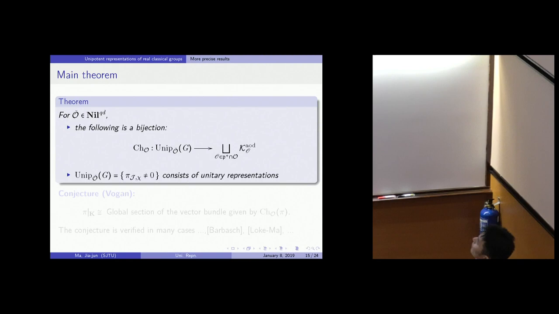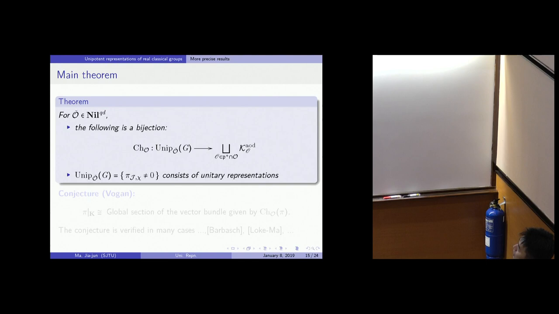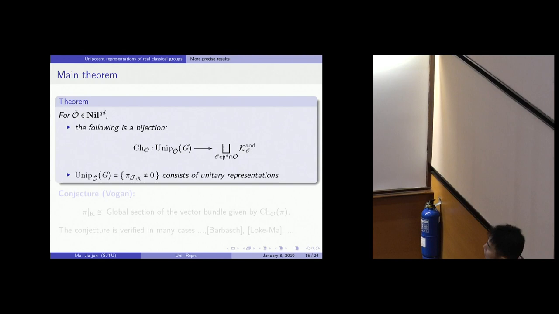Okay, so the main theorem looks like this. Suppose you have an orbit which is quasi-distinguished, then the following map is actually a bijection. It says that for any unipotent representation attached to this orbit, you just calculate the associated cycle, and it will always be a certain admissible orbit datum. And this will give you a parameterization of this set. And moreover, this set is constructed by theta correspondence, just as what I said. Also, we can show that this set of unipotent representations consists of unitary representations.